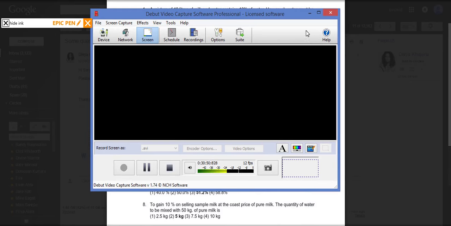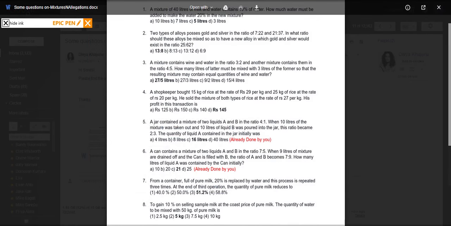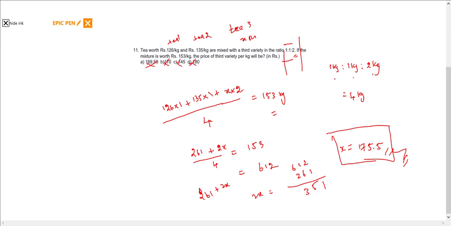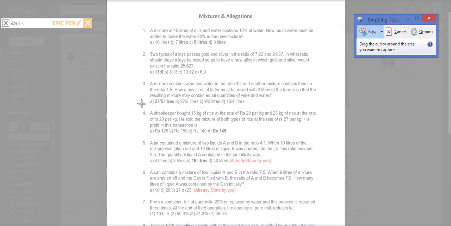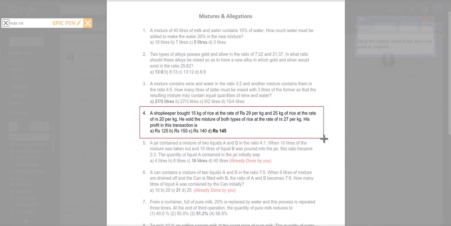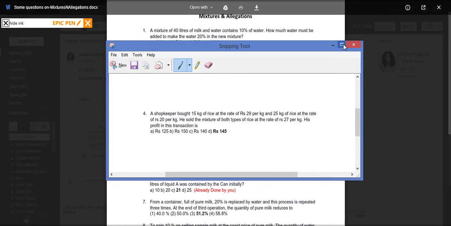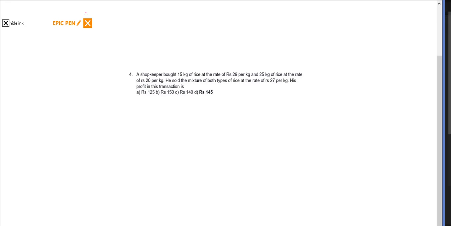I think we have one more question pending, right? We have question number 4. A shopkeeper bought 15 kg of rice at the rate of rupees 29 per kg and 25 kg of rice at the rate of rupees 20 per kg. He sold the mixture of both types of rice at the rate of rupees 27 per kg. Is there profit in this transaction? So they are saying that he profited by this transaction.